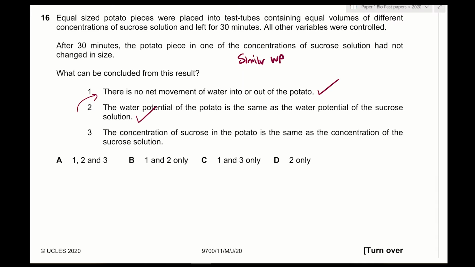The concentration of sucrose in the potato is the same as the concentration of sucrose solution. Now, this was a very common misconception. This is actually incorrect because we could say the concentration of solutes, not sucrose. We cannot guarantee that all that is inside the potato is going to be the sucrose. It might also have other solutes involved, such as ions, for example. Therefore, we cannot guarantee that both of them are going to have the same concentration of sucrose specifically. They might have the same solute concentration, but not necessarily of sucrose. Therefore, 3 is incorrect, and the answer is going to be B.